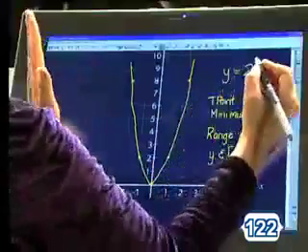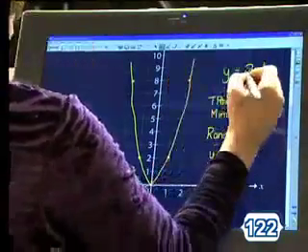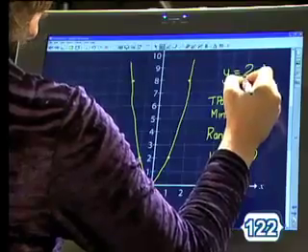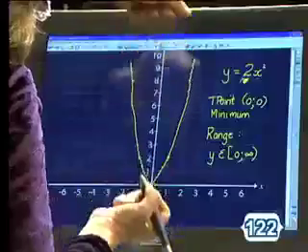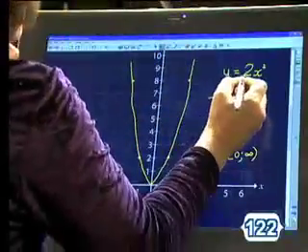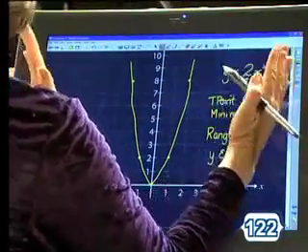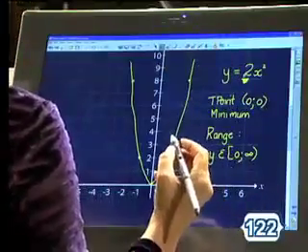Notice too that it's quite a skinny graph. Now the effect of the 2 in this case, do you remember that in the trig graph it actually stretched it out, okay? The effect of the 2 is to actually make the graph quite skinny.